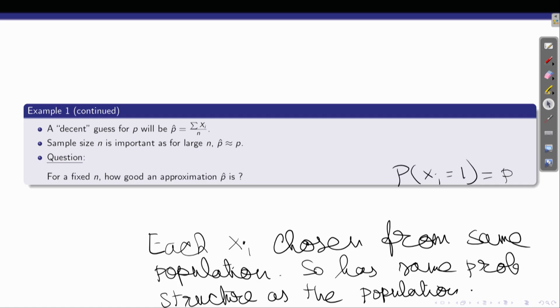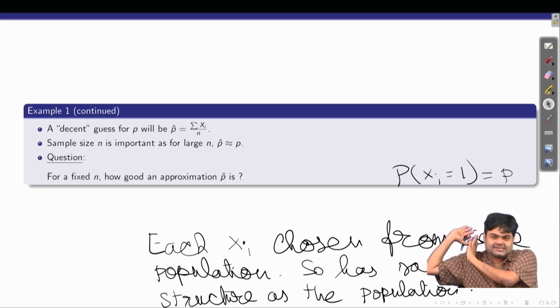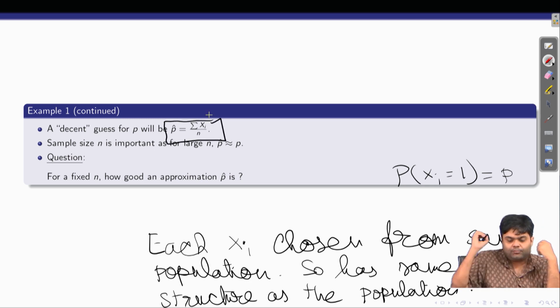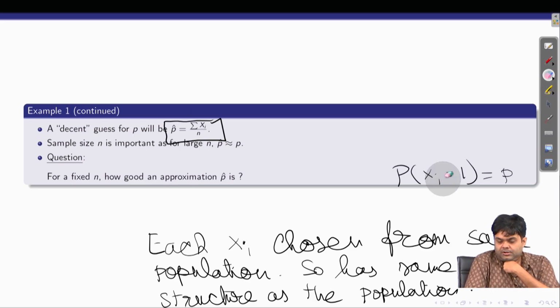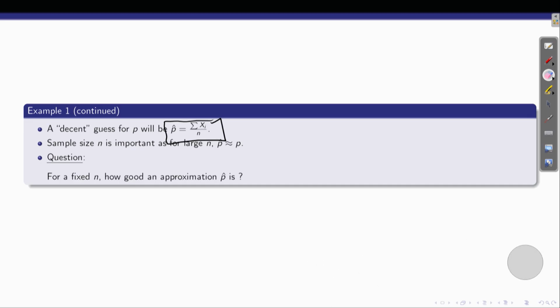However, if you think intuitively, for large n, we know that the proportion of heads will kind of stabilize. A decent guess for P will be just the proportion of heads you get in the number of coins you have tossed. So, you have tossed n coins, and you denote Xi to be 1 if the ith toss is head, 0 otherwise. If you take the sum of the Xi's, that gives you the number of heads. If you divide that by n, that gives you the proportion.